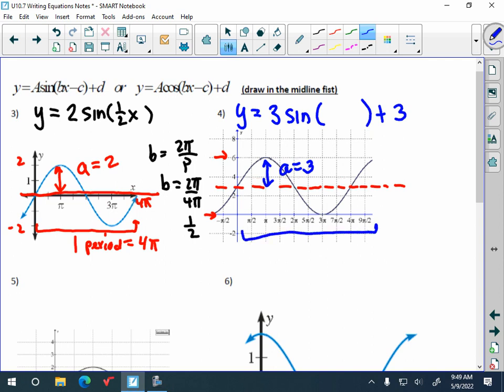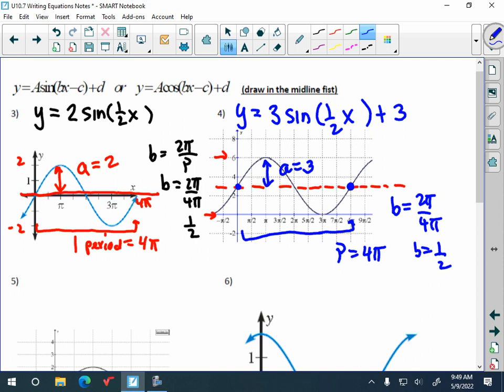One cycle of the graph, right here, that's where it ends. So the period is 4 pi. So b equals 2 pi divided by 4 pi again, which is 1/2. So 1/2 x. Yeah, because it's starting on the y-axis. So it starts at the y-axis and the midline. So there's no phase shift.